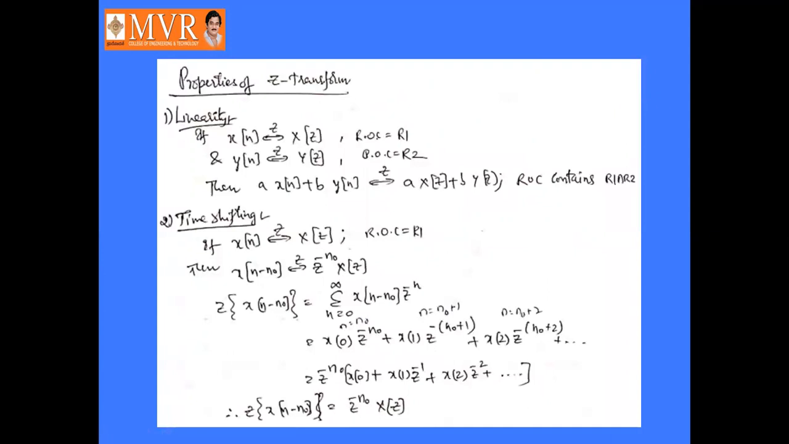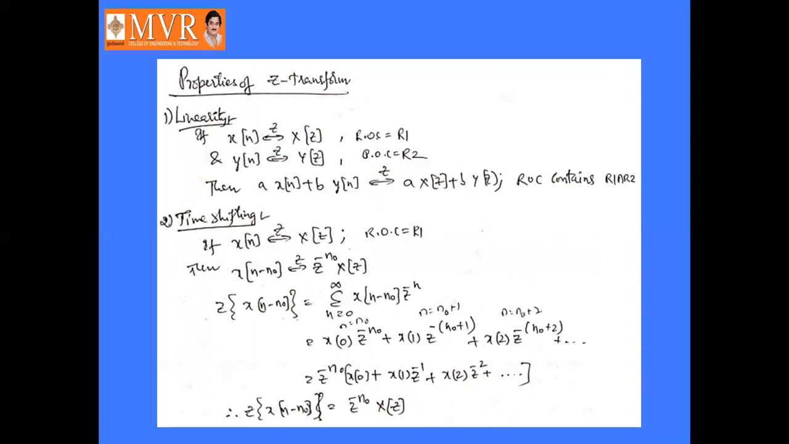Next, coming to the properties of the z-transform. As we already discussed in our last classes the properties of Laplace transforms, here also we have the properties of z-transforms. The first property is the linearity property. How is it defined? The z-transform of x[n] is X(z), and the z-transform of y[n] is Y(z). Then the z-transform of the weighted sum a x[n] plus b y[n] is nothing but a X(z) plus b Y(z). Here the ROC contains R1 intersection R2. That is the linearity property.